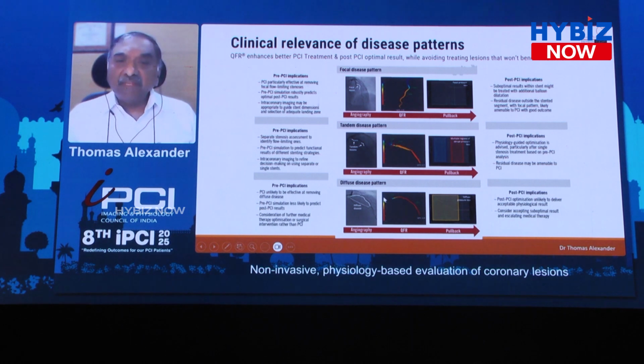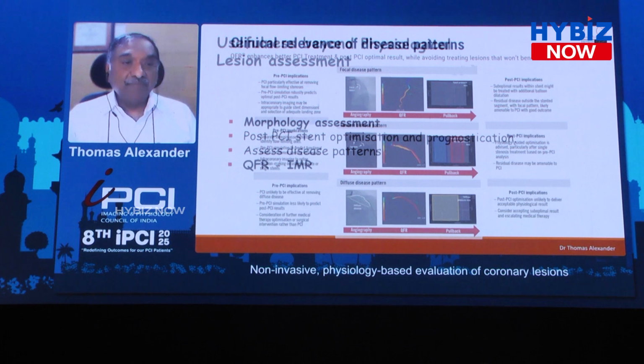If, on the other hand, you have a pattern which tells you it's a diffuse disease with no focal lesions, again, it tells you that the disease pattern is diffuse. It's not worth stenting at any point on that vessel, even though the QFR is low. And primarily what you're going to do in a patient like this is to treat them aggressively.